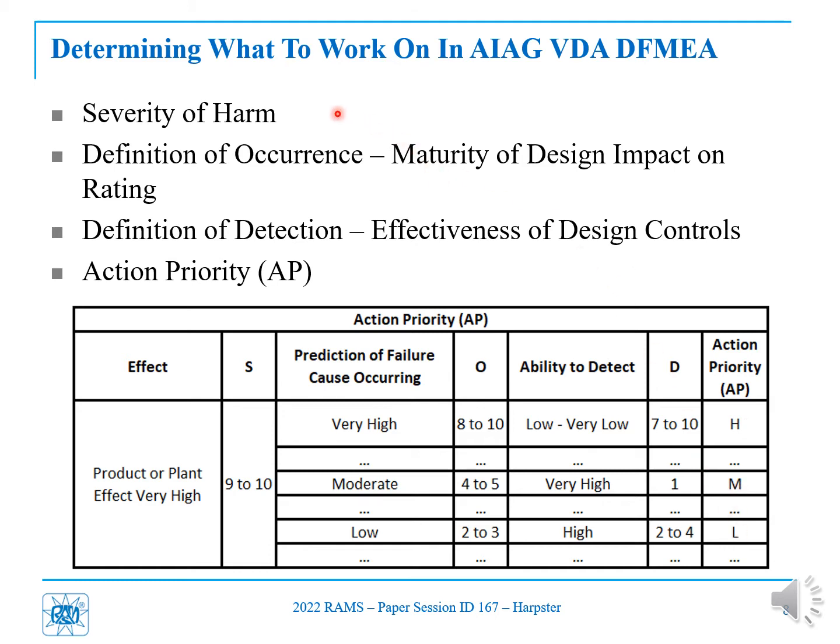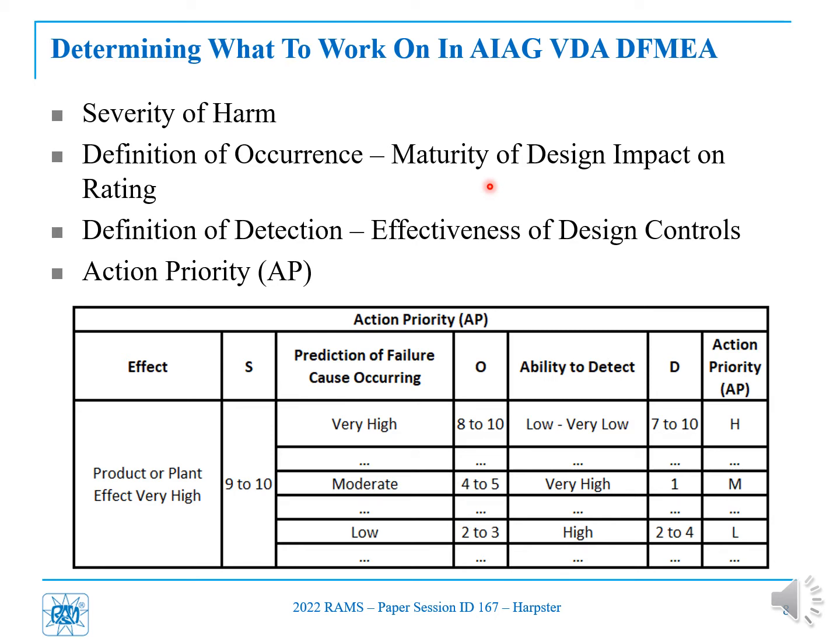Now, if we look at the various ratings, what we find out is that typically in a design FMEA, occurrence should be the probability of the failure mode due to the cause. However, in the AIAG-VDA DFMEA method, the occurrence is basically based on the maturity of the design. How old is the design? If it's a new design, the occurrences tend to be higher. And if it's an existing mature design, the occurrences tend to be lower. It has nothing to do with the probability of failure, but rather the maturity of the design.